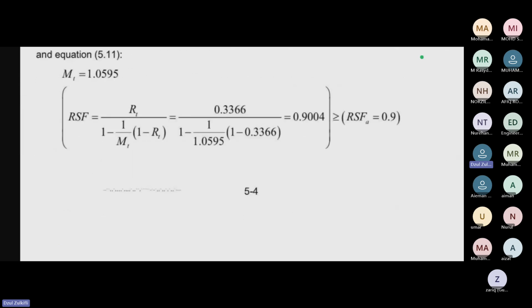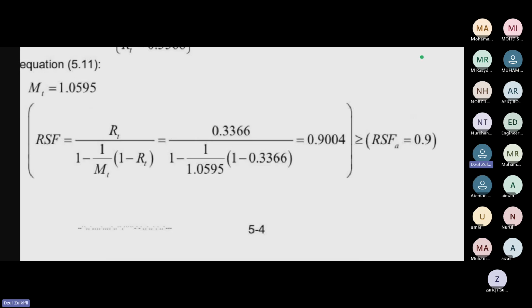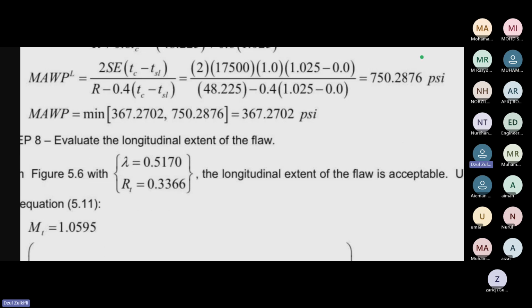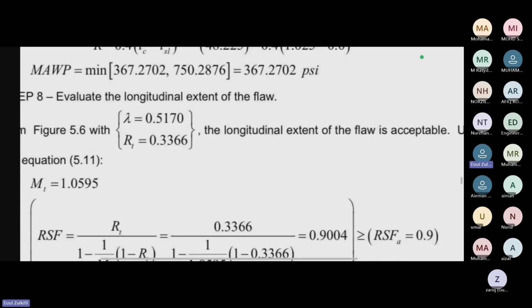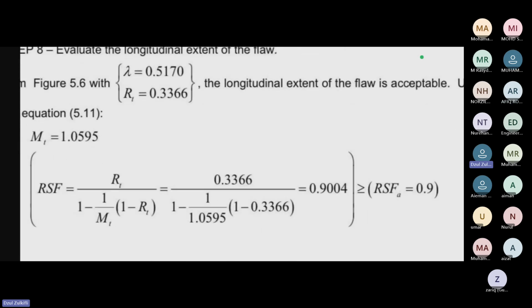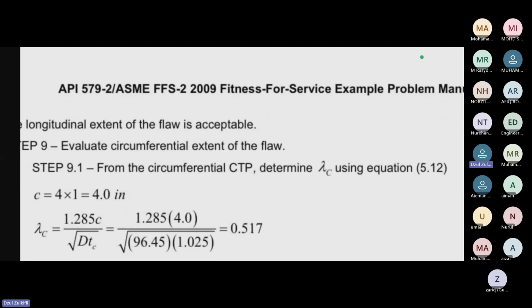The end result of this formula is that we want to find out the remaining strength factor. Remaining strength factor here is 0.9. This is the final answer. What does this mean? This means that the healthy area can take 367 PSI. The unhealthy area can take 367 times 0.9, which is not too bad. That's 90% of the healthy capability.